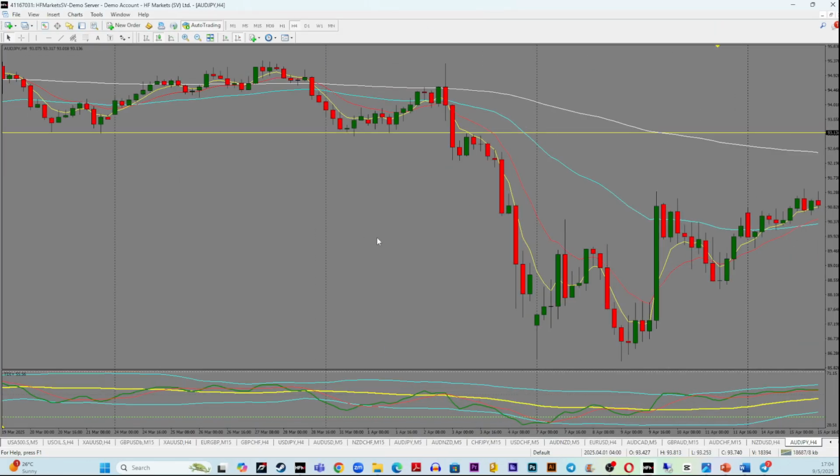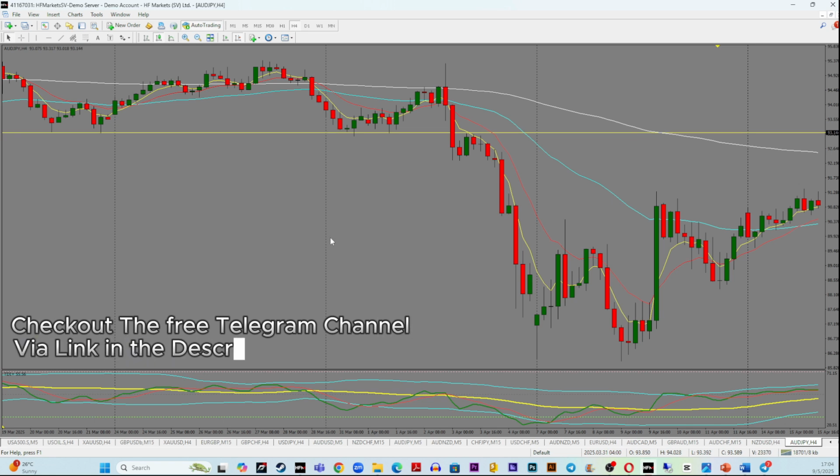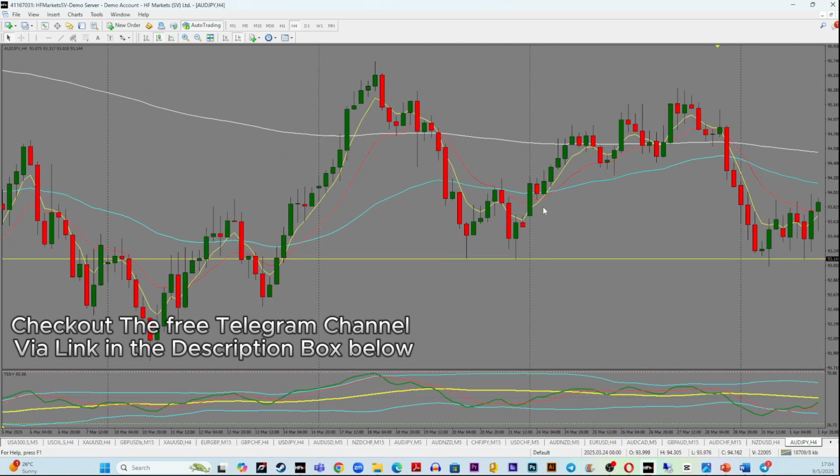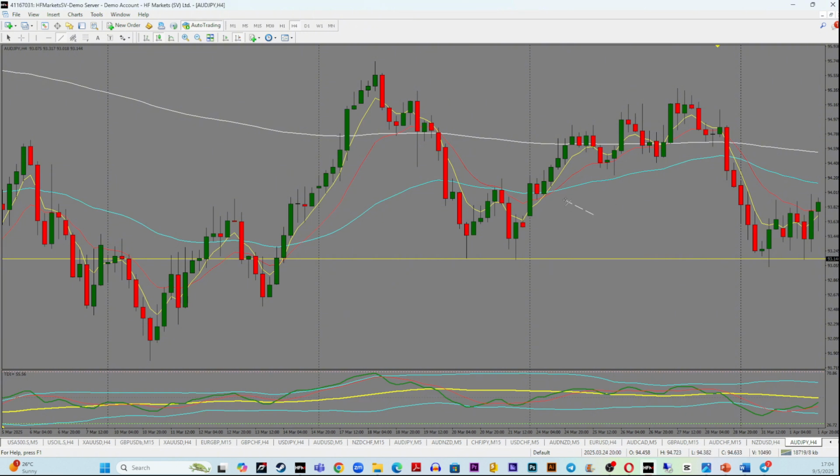Right, so this is AUD/JPY, which is basically the Australian dollar versus the Japanese yen. What we are going to be looking for is the crossover of the EMAs. Here we can see that there was this particular crossover of the 50 and 13 EMA on the H4 time frame. We want to see this on these high time frames.